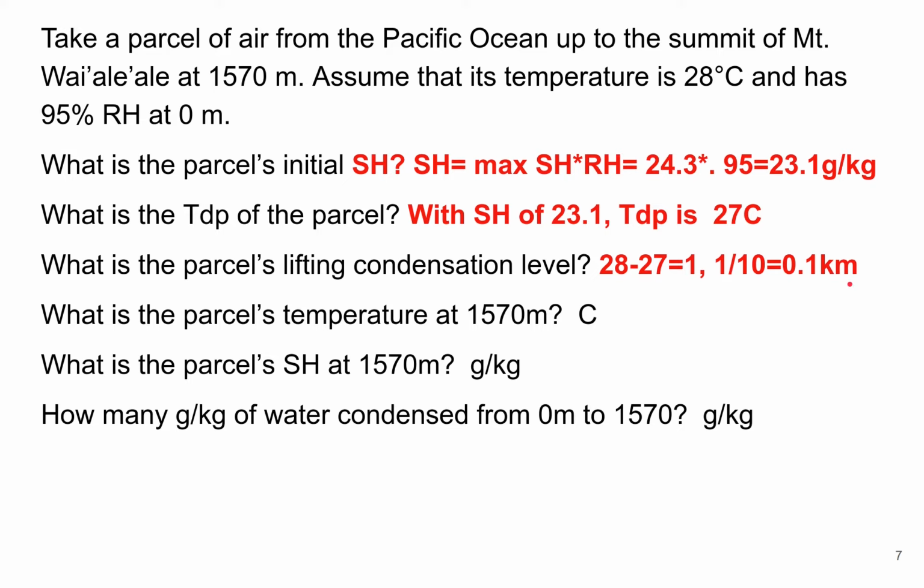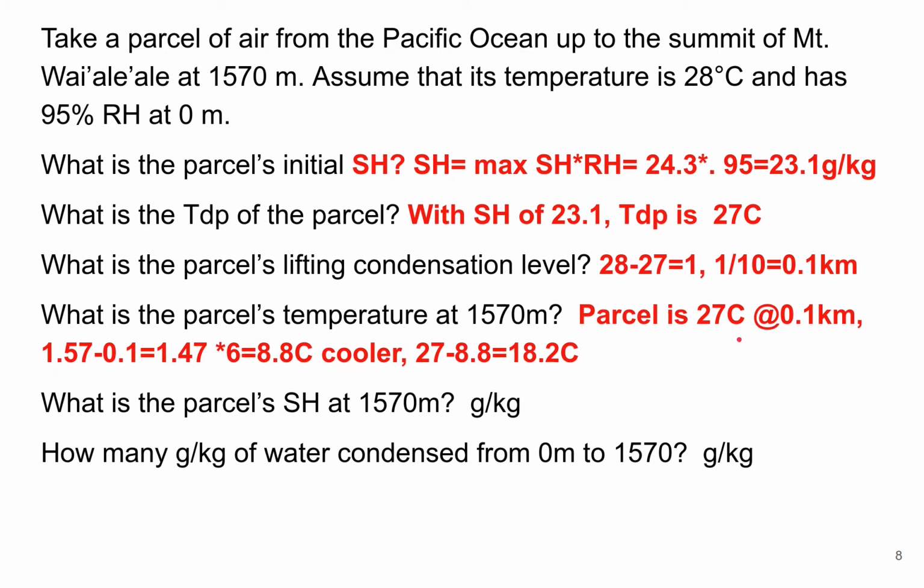So what's the parcel's temperature at 1.57 kilometers? So the parcel is 27 degrees at 0.1 kilometers, and it's going to go from 0.1 to 1.57, so 1.47 kilometers of lifting. And as I'm doing this, I realize this is a bad example because the amount of lifting should be rounded to 1 decimal place. I wanted to use the actual value for the elevation of the summit of one of the wettest places on Earth. That's why we've got this.